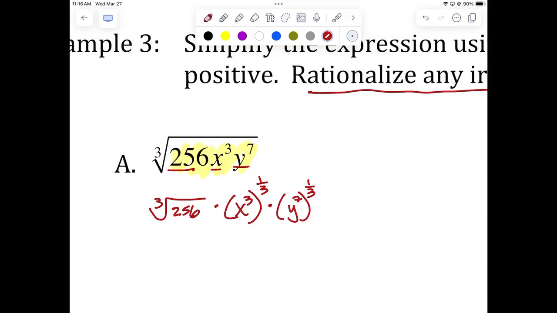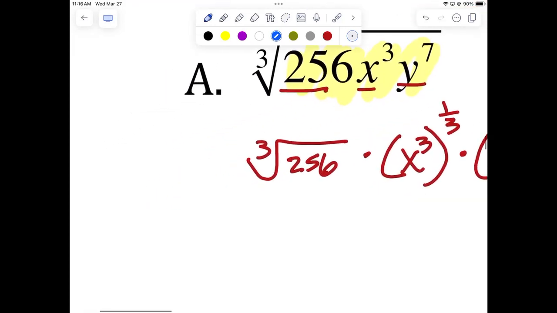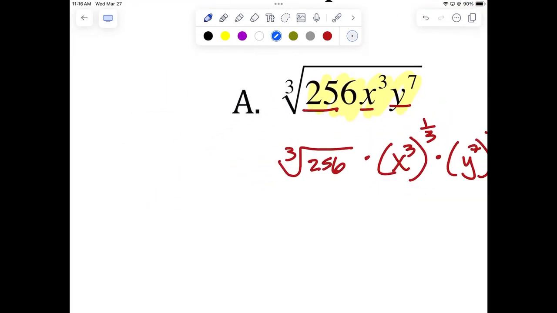All right, now let's focus on the cube root of 256. Is 256 a perfect cube?